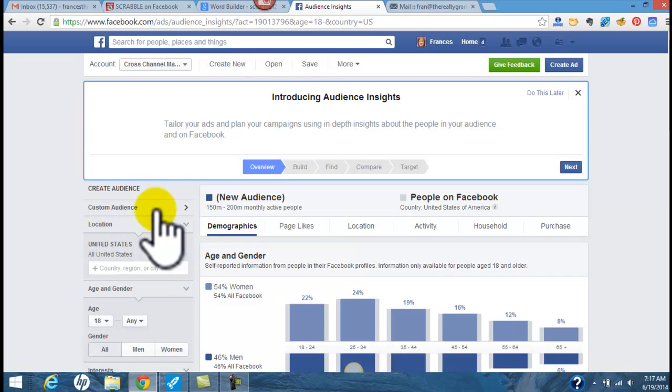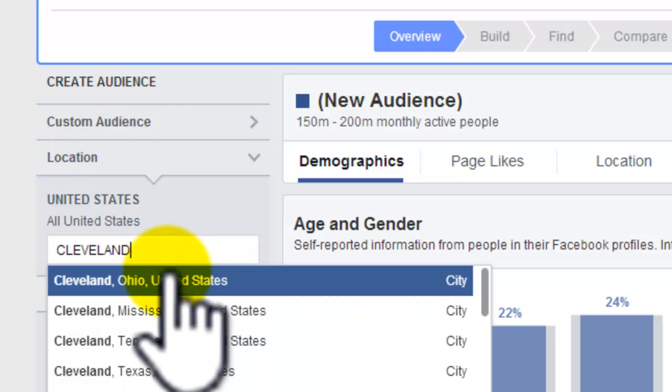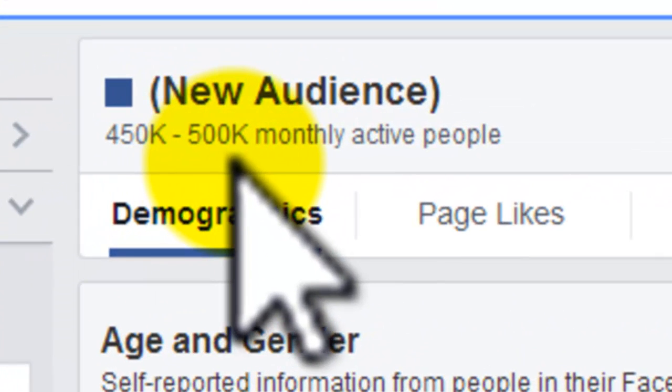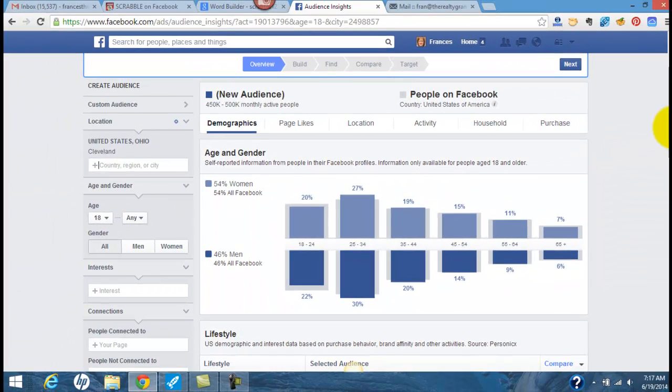Let's take a look. We're not going to use any of our own custom audiences. We're going to build one from scratch, and we're going to build one for an area. How about Cleveland? Cleveland, Ohio. All right, Facebook is telling us there are about 500,000 people in Cleveland who are active every month. So what part of that audience are we looking for?